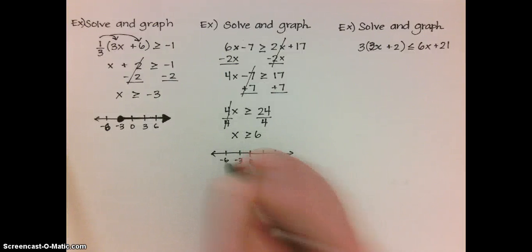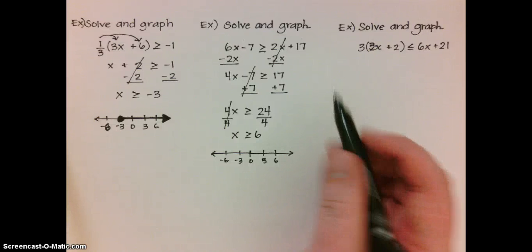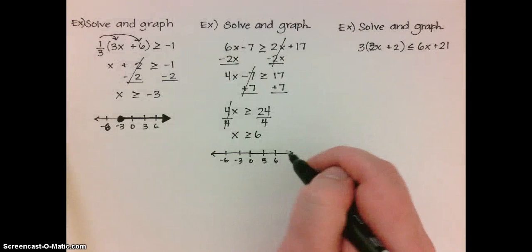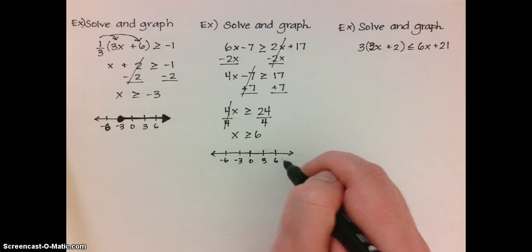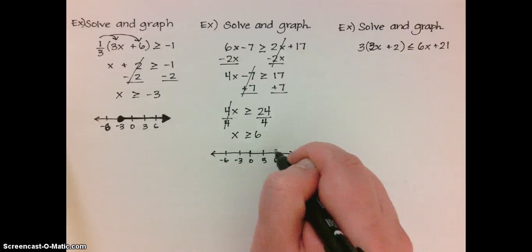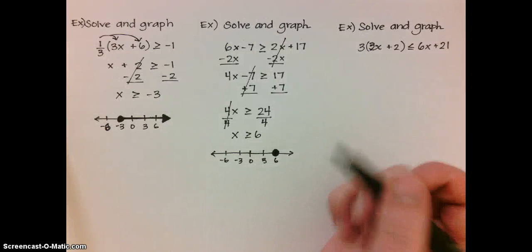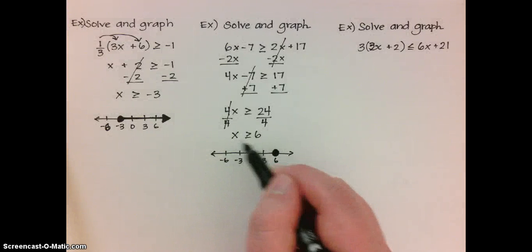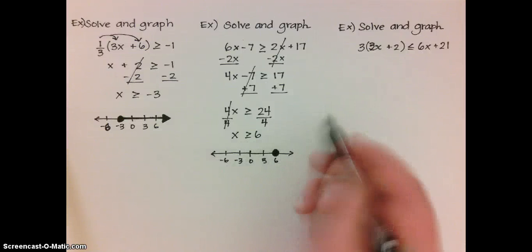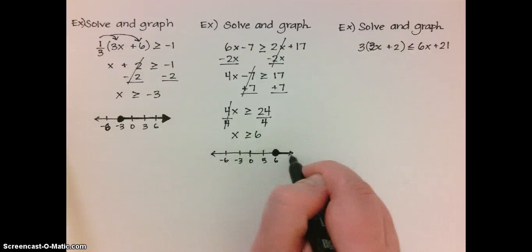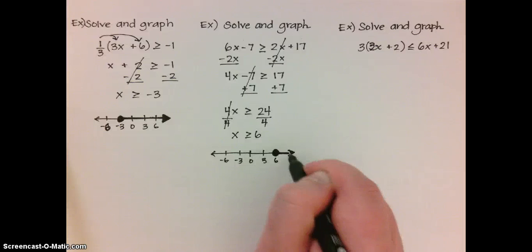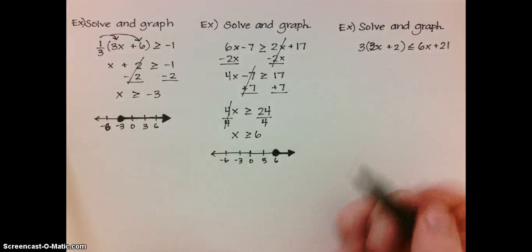And again, it's up to you what kind of numbers you want to include on your number line. If you want to go by 1s or by 2s, in this case I'm going by 3s, it can be equal to 6, so I'm going to shade on the 6, and it's all of the x values that are greater than or equal to positive 6. So this as well is going to go to the right-hand side.